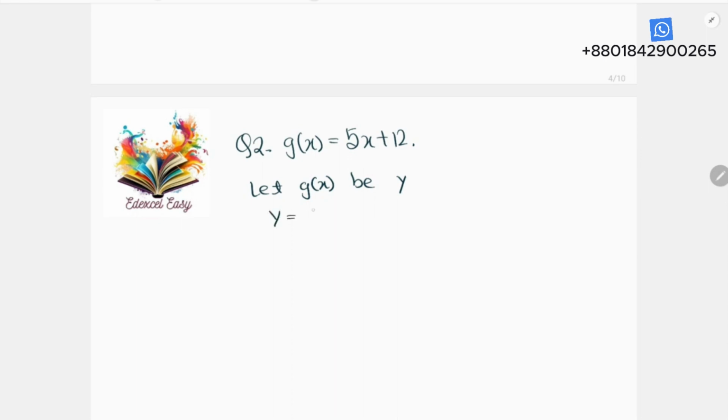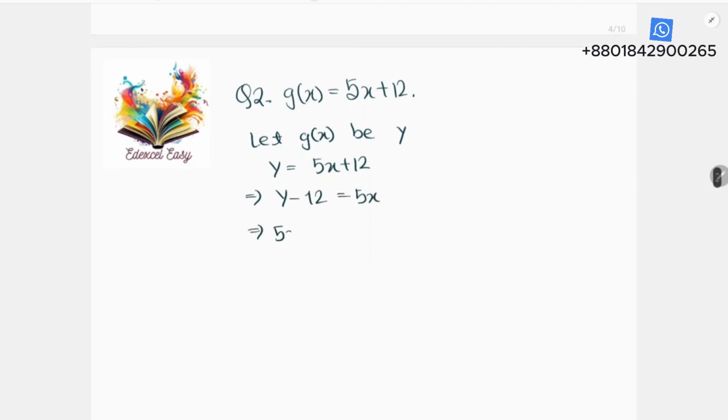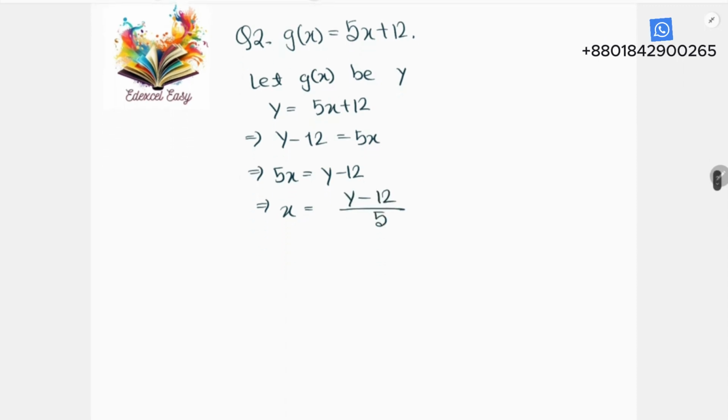Then you're going to do the same working: let g(x) be y. So we can write y equals 5x plus 12, and it becomes y minus 12 equals 5x. Flip the entire equation, you have 5x equals y minus 12. And you just take x on the left hand side, so it will look like (y minus 12) over 5. You have already inverted the equation. For the inverse function of g, you can just write (x minus 12) over 5. Right, so this is how you're supposed to do the inverse function for linear equations.